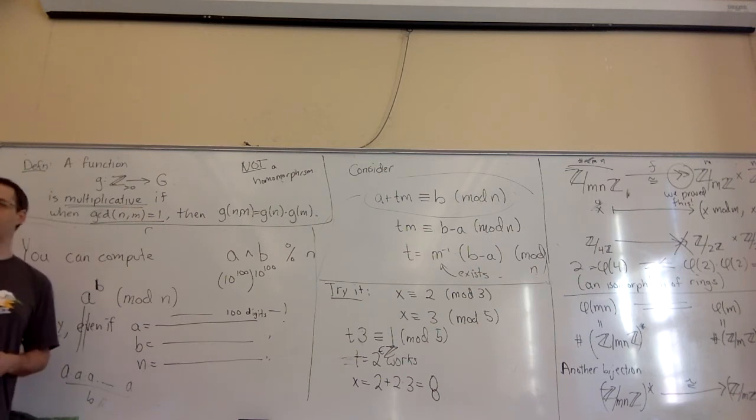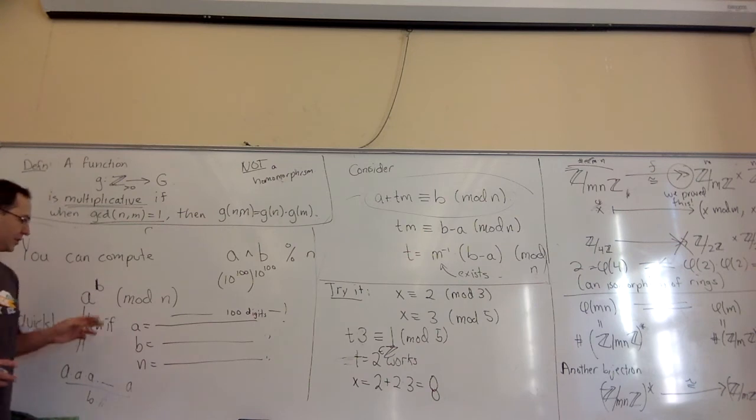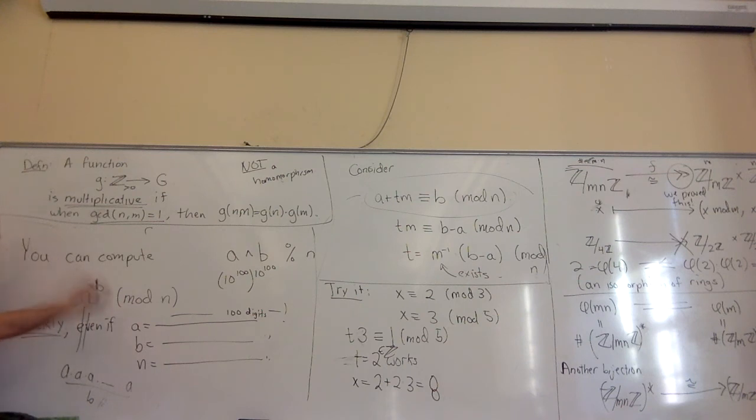But there's a trick. What you do is you write b in binary. And then you reduce this to just doing a couple of squarings of a. And it makes it super fast. So that's the trick. You write b in binary, so you don't multiply these all out stupidly. You keep squaring a, and every once in a while you include one of the squares.